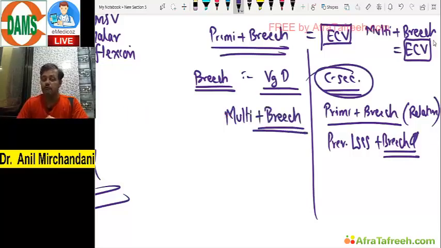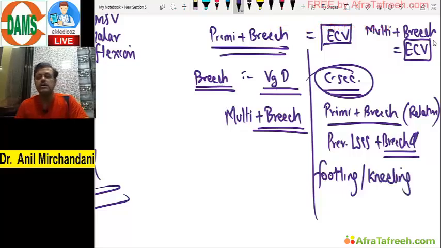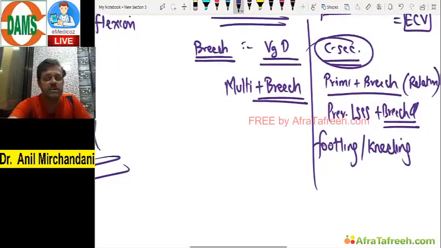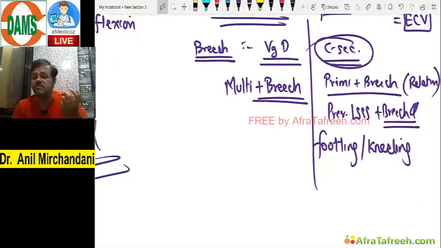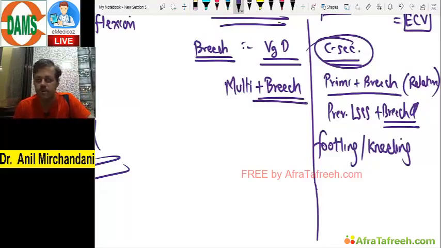Footling or kneeling should go for cesarean section. You should not attempt vaginal delivery because of the risk of cord prolapse. So if there is breech presentation like footling breech, you should do cesarean section, whether primi, multi, great grand multi, whatever. There is no terminology like great grand multi. So footling, kneeling, do cesarean section.